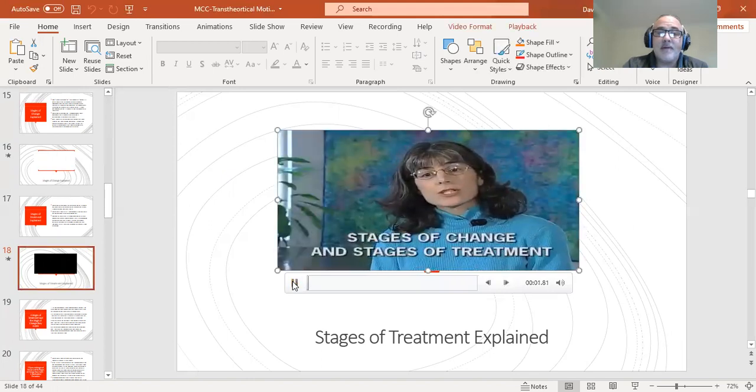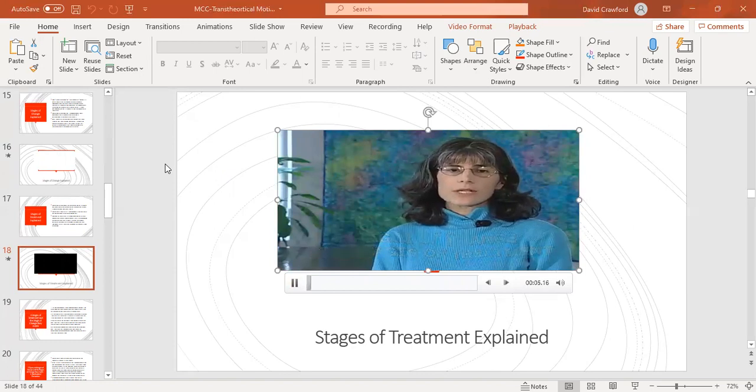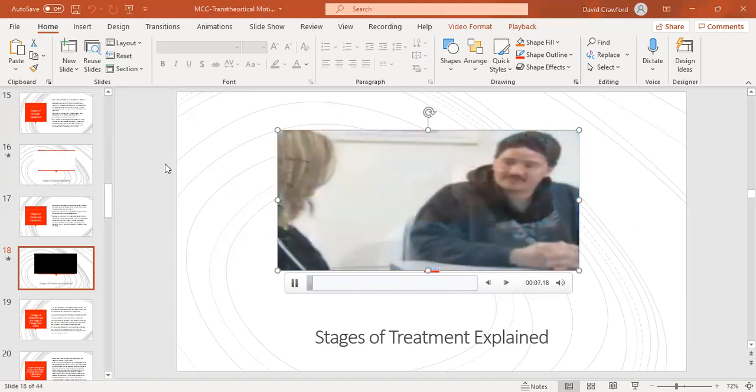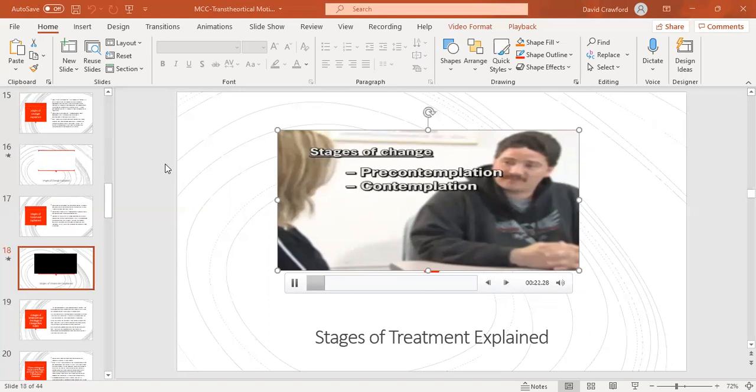Research shows that change, or the process of recovering from dual disorders, happens in a step-by-step fashion. This change is an internal process. Initially, people often don't recognize that their substance use is a problem. They are in the pre-contemplation stage. As people become aware that the substance use is a problem, they enter the contemplation stage, where they consider the pros and cons of their substance use and consider the possibility of change.